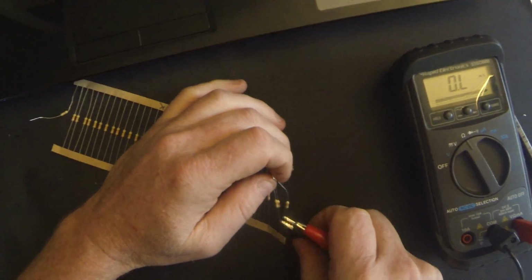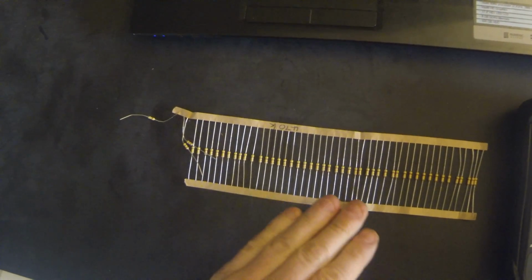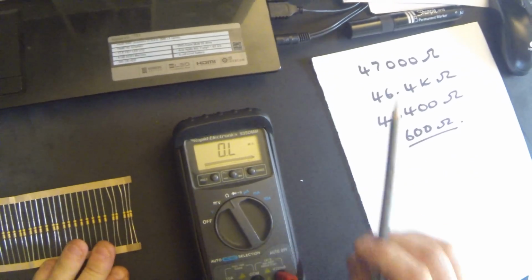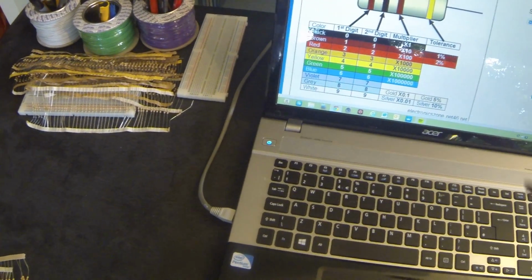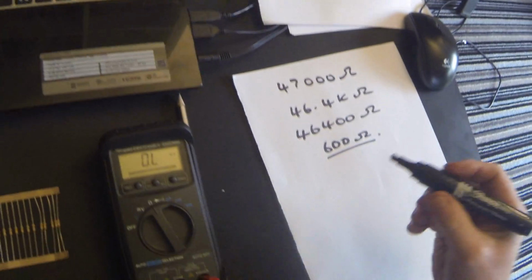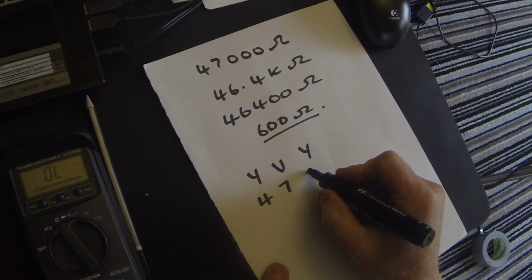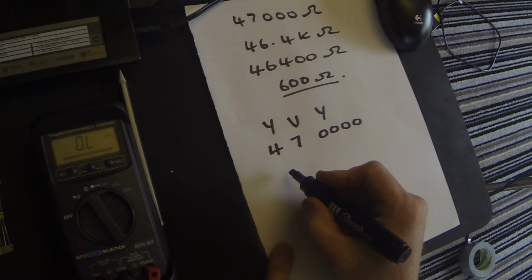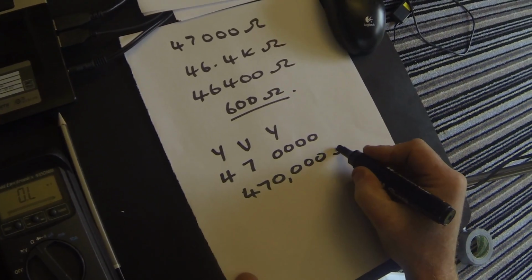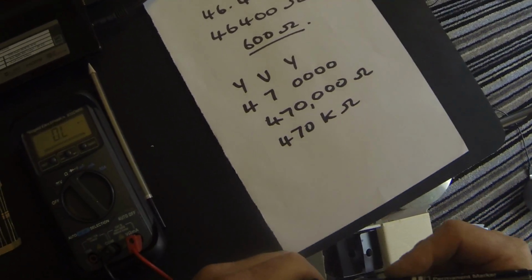Okay, let's do one more. I'm going to move up to this one here. And this one has the color code yellow, violet, yellow. So, what is that? Yellow is 4, violet is 7, yellow is again 4. So yellow, violet, yellow gives us 4, 7 and 4 more zeros, which means that this should be a 470,000 ohm resistor, which can also be written 470 K ohms.